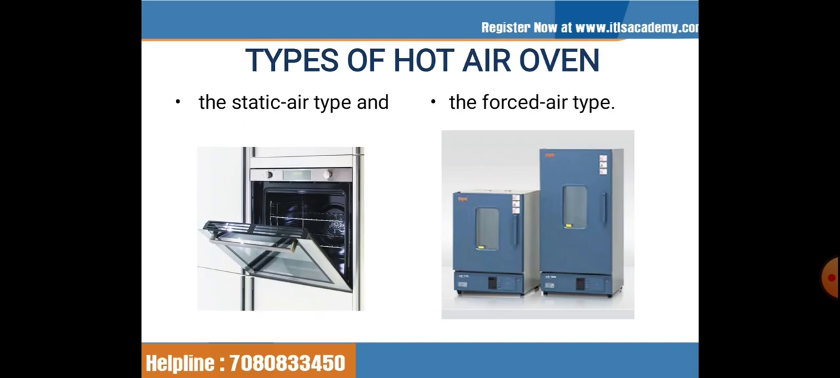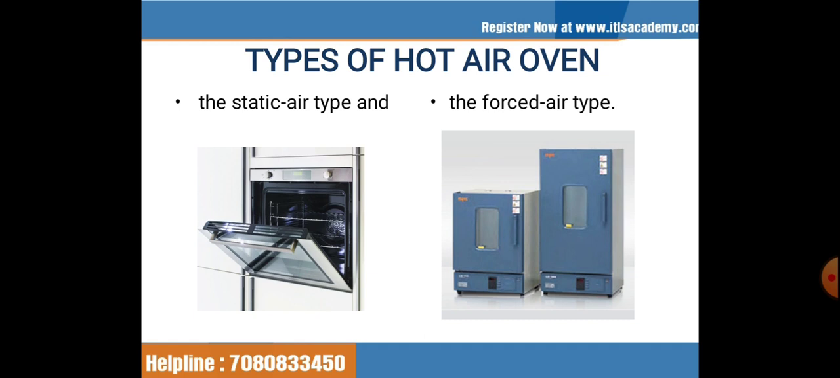Next is the types of hot air oven. Let's understand how many types of hot air oven are available in the market. There are two types of hot air oven for dry heat sterilization: the static air type and the forced air type. The static air type is referred to as the oven type sterilizer, as heating coils at the bottom of the unit cause the hot air to rise inside the chamber via gravity convection. This type of dry heat sterilizer is much slower in heating, requires a longer time to reach sterilizing temperature, and is less uniform in temperature control throughout the chamber than the forced air type.